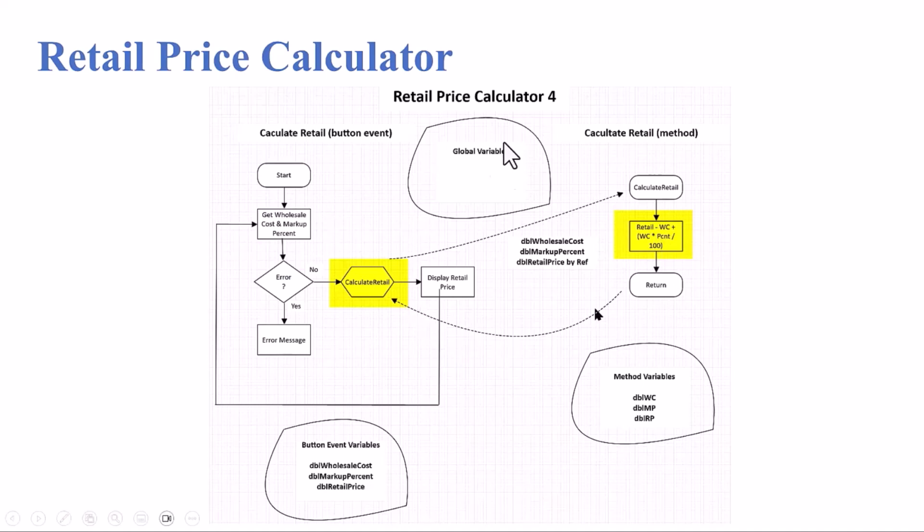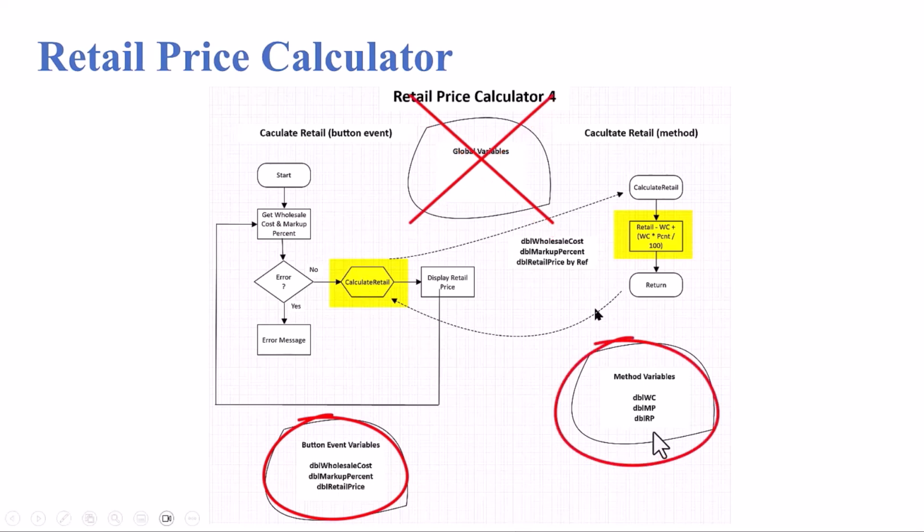What's going to happen is we have no global variables. We have wholesale cost, markup percent, and double retail price sitting in the calling part of the program. We have three variables in the method: the DBL WC, which is wholesale cost, DBL MP, which is markup percent, and DBL RP, which is retail price. That's all. But the difference is, as you can see right here, we're taking W wholesale cost, W markup percent, W retail price by reference and sending them to this particular routine.